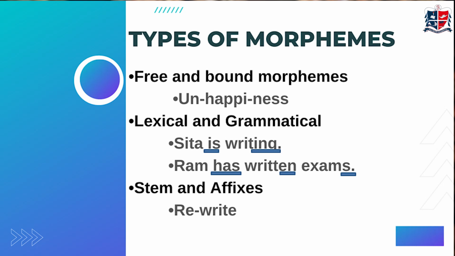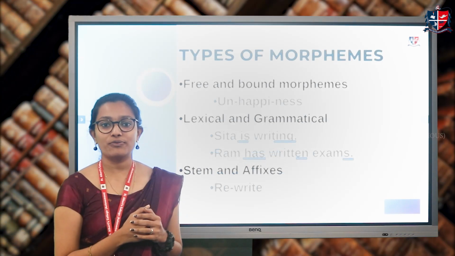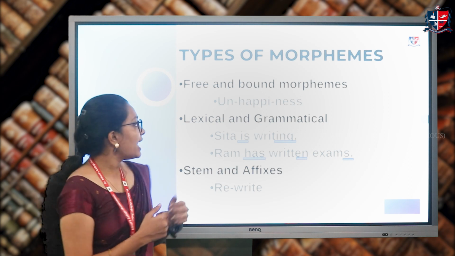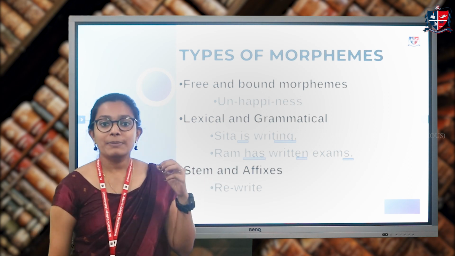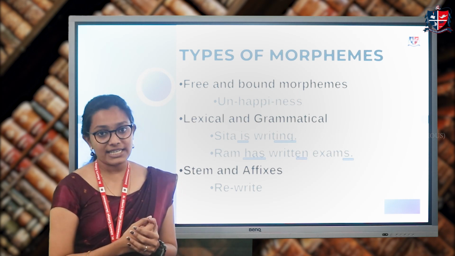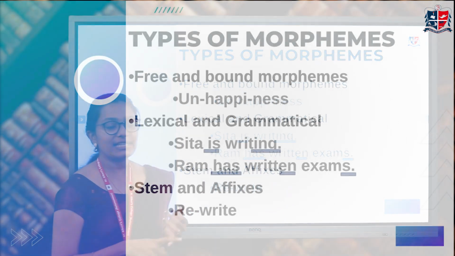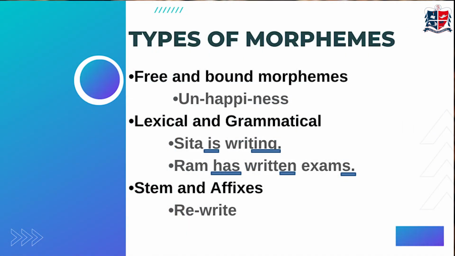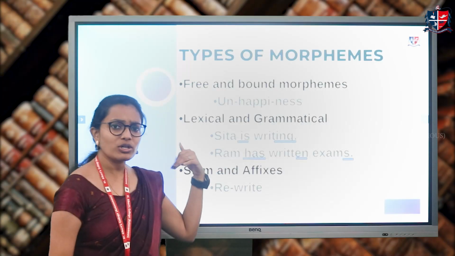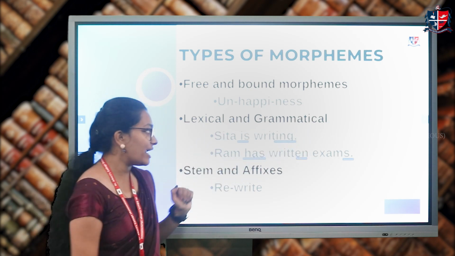Now let's see the second type of morpheme, that is lexical and grammatical morphemes. Lexical morpheme is almost similar to free morpheme because they can stand independently. But grammatical morphemes can only give grammatical meaning. They don't have any other meaning when they are standing independently. So words like prepositions and auxiliary verbs all come under grammatical morphemes. Verbs, nouns, adjectives, adverbs all come under lexical. Form classes come under lexical and functional classes come under grammatical morphemes.